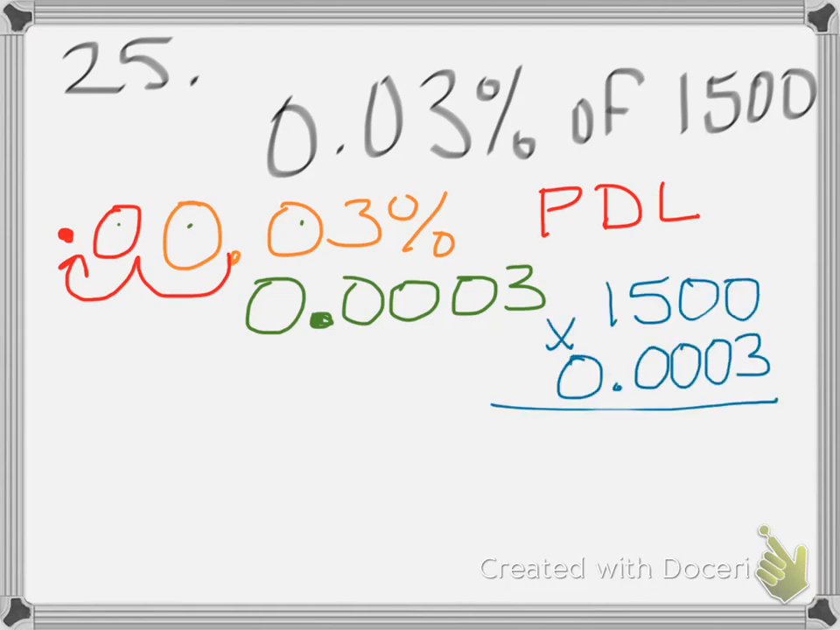Now we're going to multiply 1500 times the 0.0003. So you go ahead and do that, and we get 4500. Now remember what I said before, when you're multiplying decimals and whole numbers, or decimals and decimals even, you multiply as if there are no decimals at all.